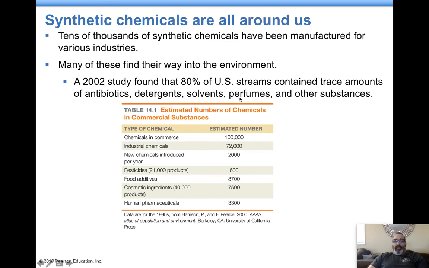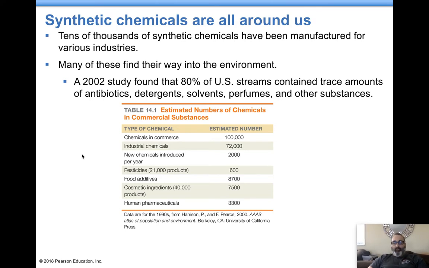This shows you right here, basically, chemicals are all around us. Tens of thousands of chemicals have been manufactured for various industries. The US, we are absolutely the worst when it comes to how many chemicals we allow and how many chemicals are used. Why are we the worst? Our laws are put in place, they really protect the industry. The laws that are put in place protect the corporations more than they protect you and me.